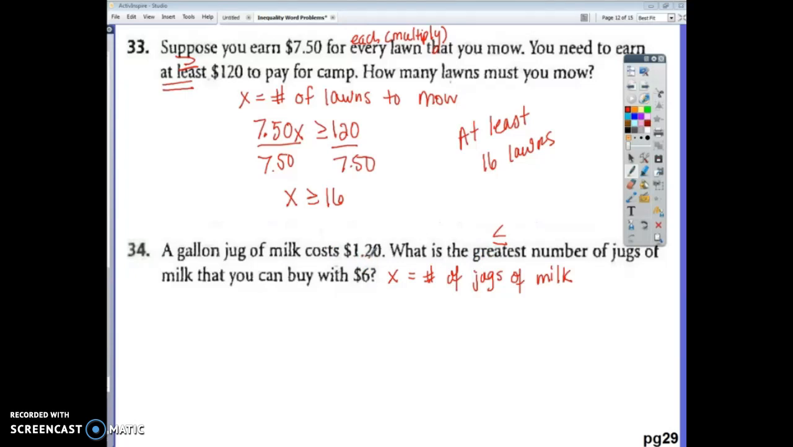So I know that the milk costs $1.20 for each jug. It's going to be less than or equal to 6. Divide by $1.20. And we get 6 divided by 1.2, which gives me X is less than or equal to 5. So the greatest amount I can buy is 5.